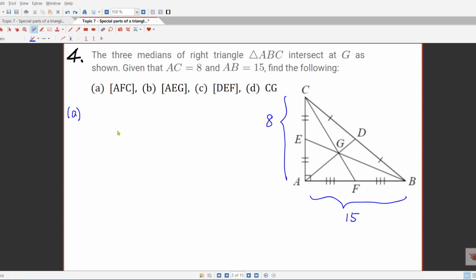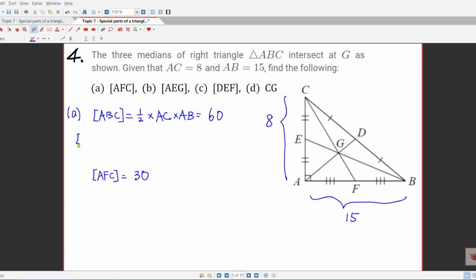The area of triangle ABC is, because it's a right triangle, just 1/2 of AC times AB, right? Which is 60. So each small triangle here has area 1/6 of 60, which is 10, right? Therefore, triangle AFC equals, where is AFC? AFC has 1, 2, 3 of these smaller triangles, right? Which is 30, right?